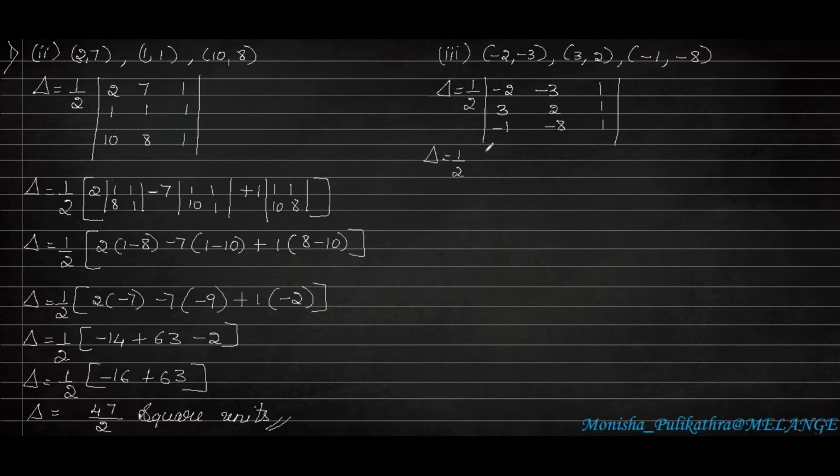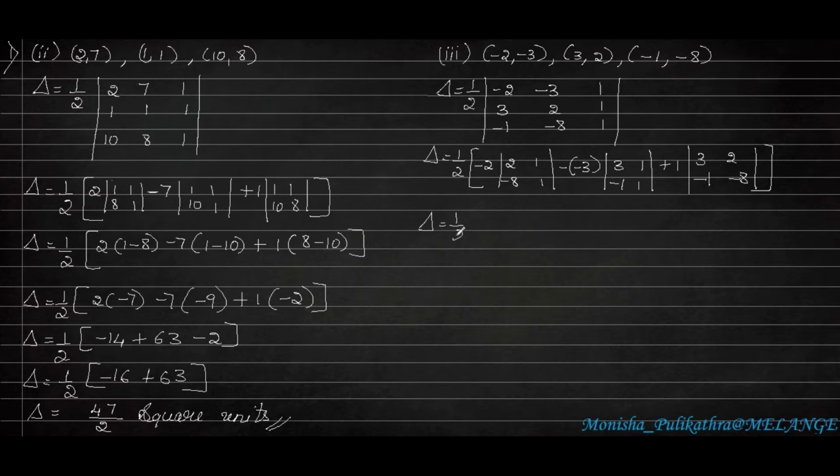Delta is equal to half. The first one is minus 2. So when I take minus 2, the remaining will be 2, 1, minus 8, 1. The middle term should be designated with a minus. So minus of minus 3 it will become. So if I take minus 3, this column and this row get cancelled. Remaining is 3, 1, minus 1, 1. So next, last is plus 1. So when I take plus 1, the remaining will be 3, 2, minus 1 and minus 8.